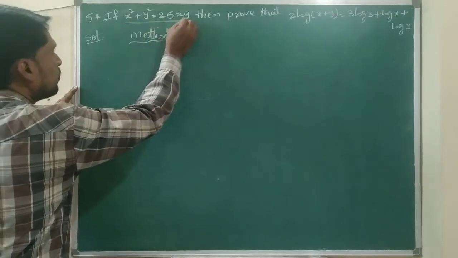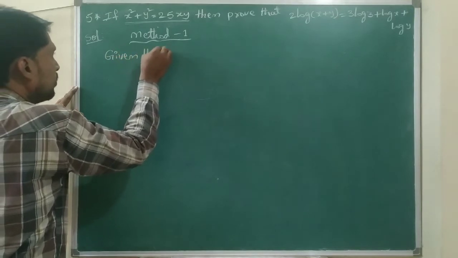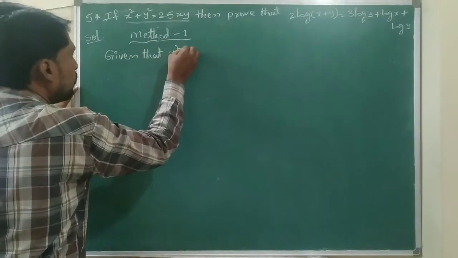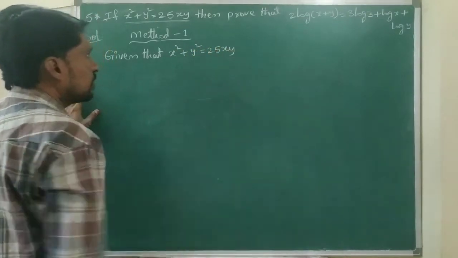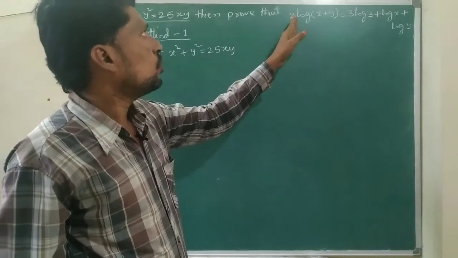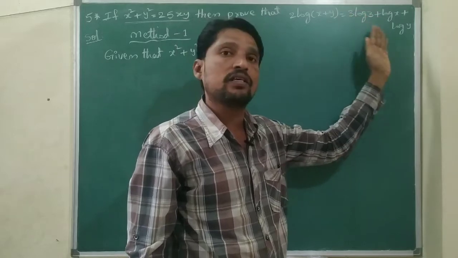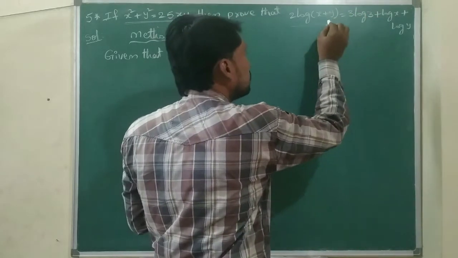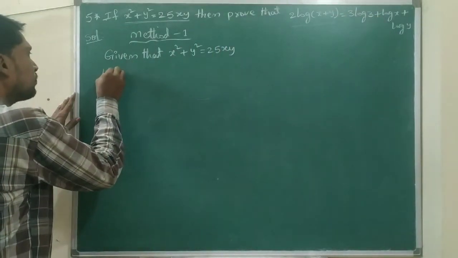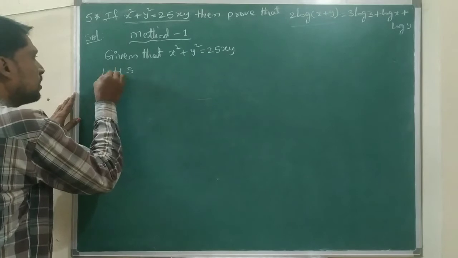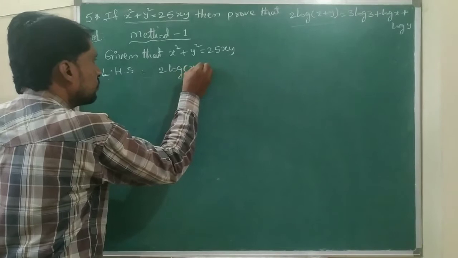So given that x square plus y square equal 25xy. Here in this, 2 times of log x plus y equal to 3 times of log 3 plus log x plus log y. In this, LHS I am taking, RHS I am proving. So LHS, what is LHS here? 2 times of log x plus y.